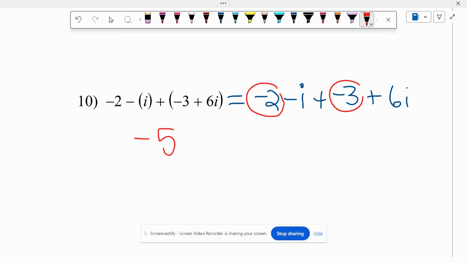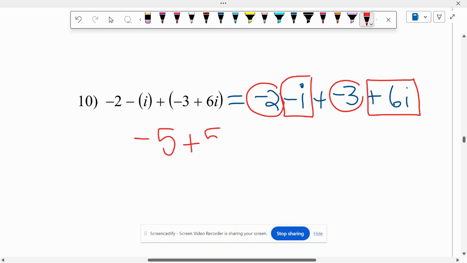Negative 5. Okay. Then I have this fabulous negative i and a positive 6i. What's 6 minus 1? Plus 5i. That's it. That's your answer. Yeah, that's all you can simplify, right? Remember, we want the real number portion to come first. Got it? Next page.